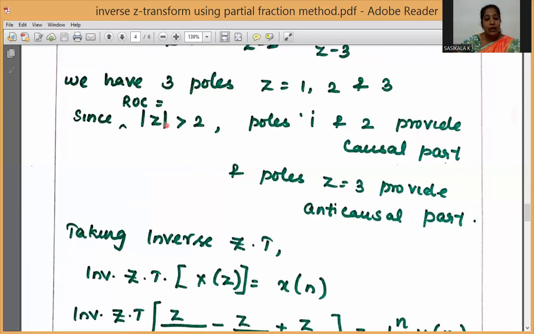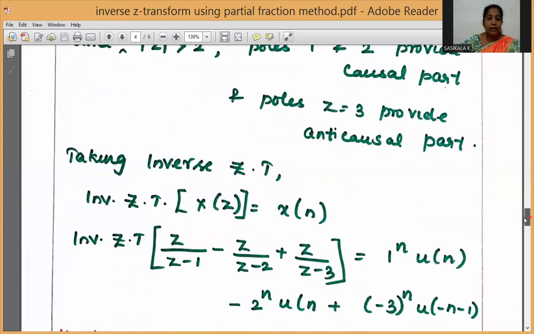So, since our ROC is |z| greater than 2, the poles 1 and 2, that is when z is equal to 1 and z is equal to 2, are causal parts. They will provide the causal part, and z equal to 3 is out of the ROC. Okay, so that's why it provides an anti-causal part.